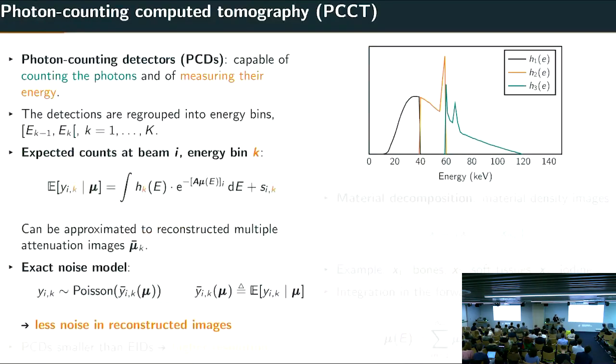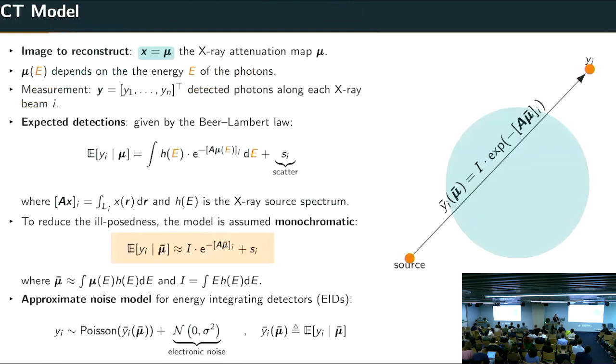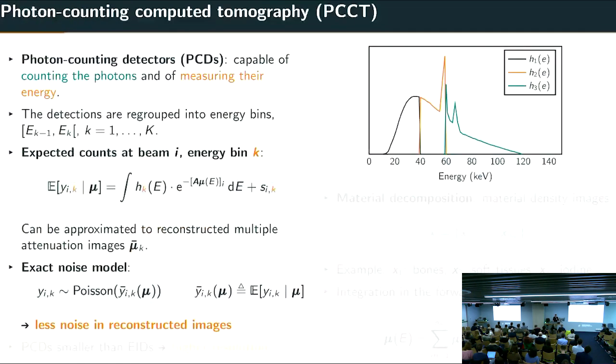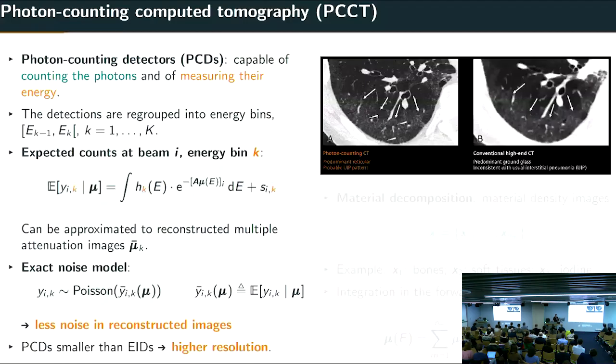Photon-counting detectors, the PCDs, are different from energy integrating detectors, the EIDs, which I just described. In PCDs, we have a different model, in the sense that we are counting the photons that we detect and we can measure their energy. The detections are regrouped into energy bins, one bin per energy interval. We have the same Beer-Lambert law for each energy bin. And we have an exact noise model, which is Poisson, and this is very useful because we have better maximum likelihood estimates, so with less noise. Also, the PCDs are smaller than the EIDs, which enables higher image resolution for reconstruction.